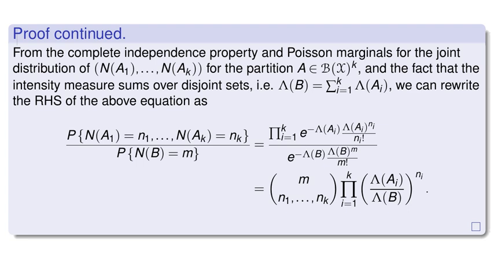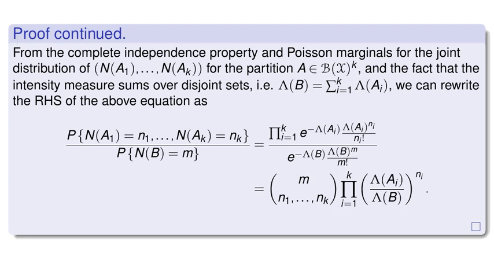Continuing with the proof, we leverage the complete independence property of Poisson processes and the fact that their marginal distributions are Poisson. So the joint probability of the counts N of A1 through N of Ak, since the Ai are disjoint, is the product of their individual Poisson probabilities. Also, remember that the intensity measure is additive over disjoint sets, meaning lambda of B equals the sum from i equals 1 to k of lambda of Ai. Using these facts, we can rewrite the right-hand side of our previous equation.